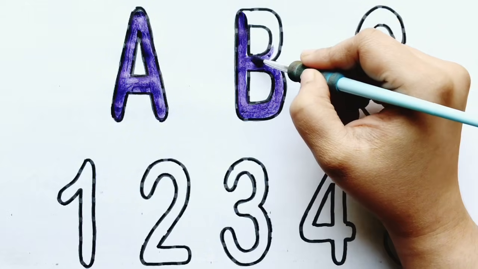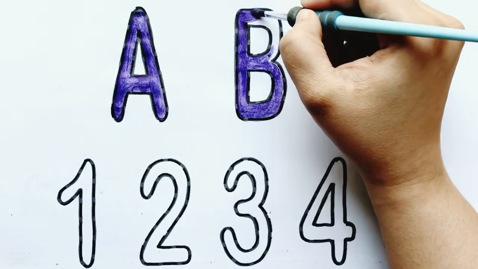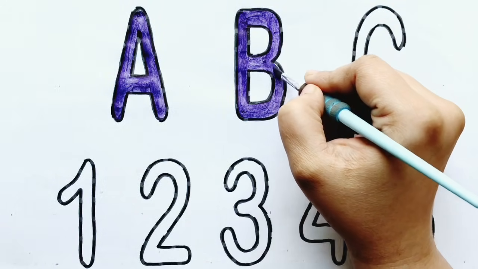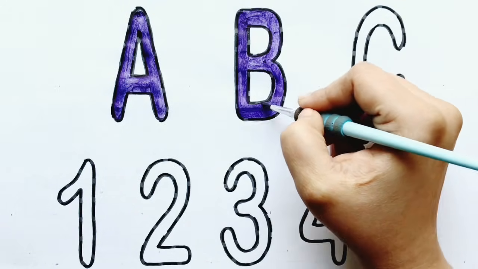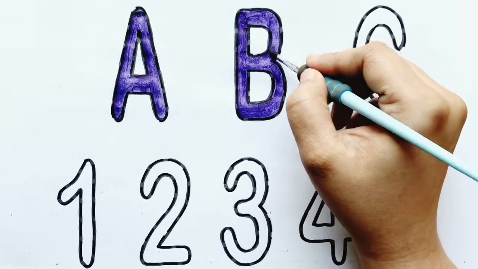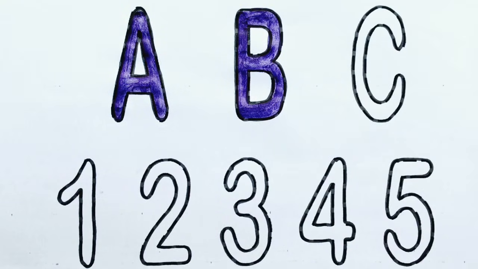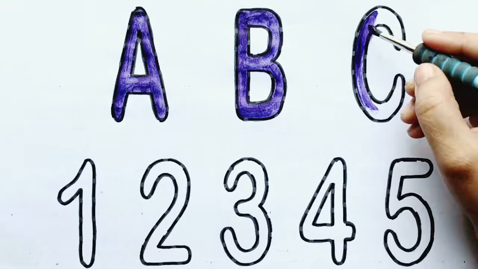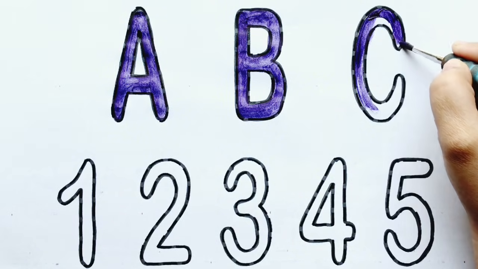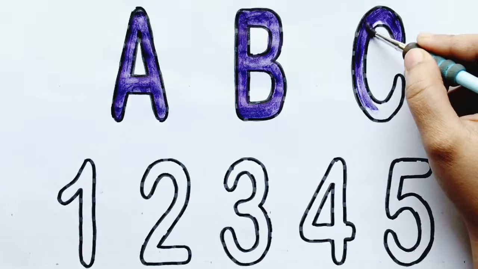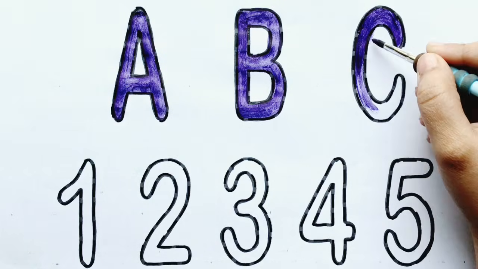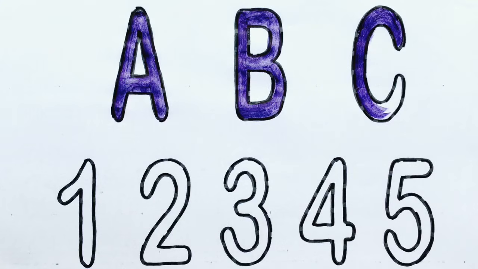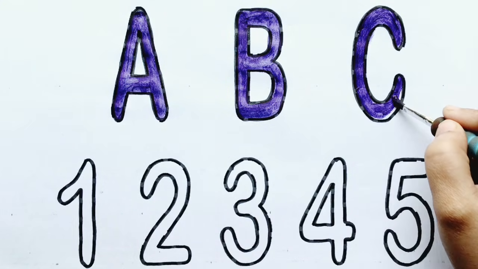1, 2, 3, let's go. A, B, C, count the rhythm and 1, 2, 3, we're singing all together. C for cupcake. A, B, C, count the rhythm and 1, 2, 3, we're singing all together.